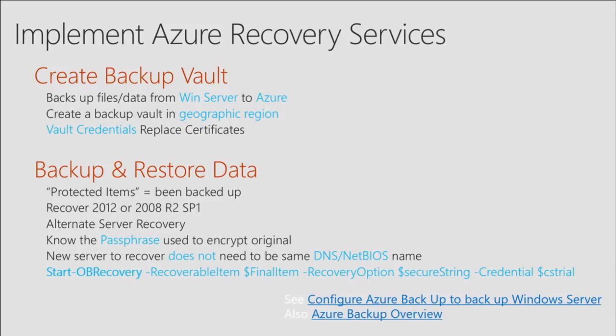You're asked for a passphrase when you set this up. You need to remember that passphrase for the original, to encrypt the original. You don't have to recover the server to the same DNS, or if anybody's using a NetBIOS name, you can recover it to a new instance and a new name. PowerShell there, Set-OBRecovery.